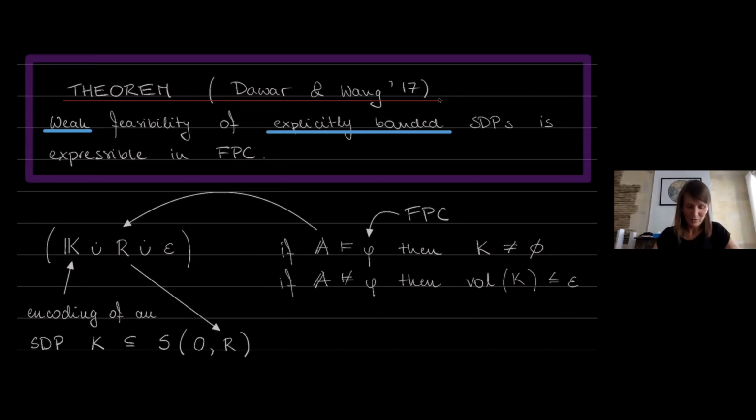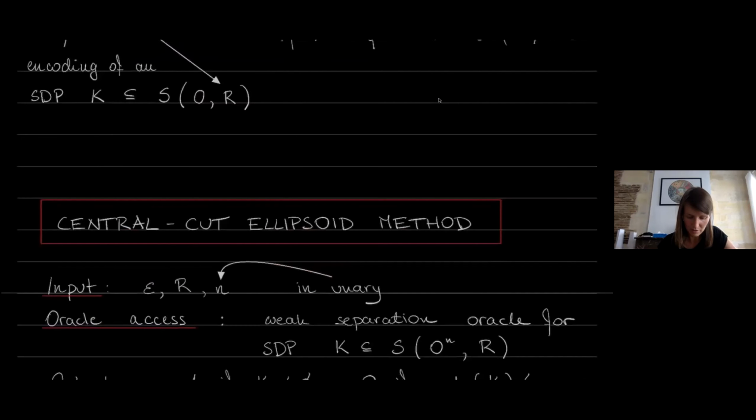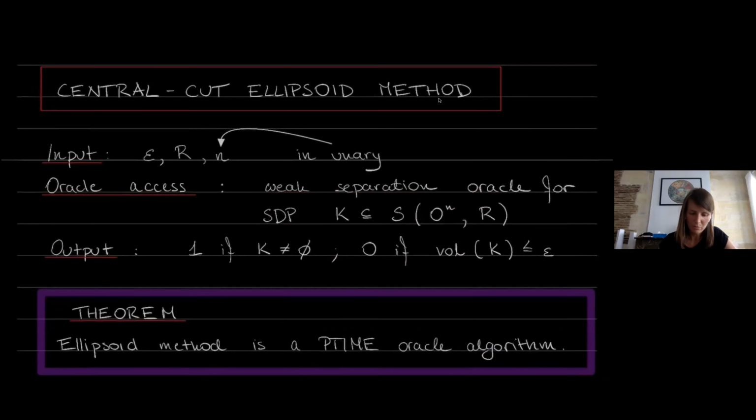Okay, so again, to show this theorem, what we actually do is we implement in fixed point logic with counting, we implement choicelessly the so-called central cut ellipsoid method. So what is the central cut ellipsoid method? It takes as input. So this is exactly the point where the central cut ellipsoid method does not take as input the representation of the convex set. This is why what we just discussed worked.